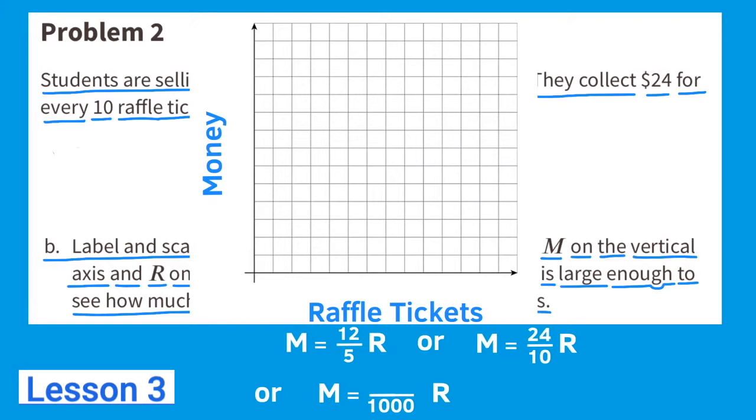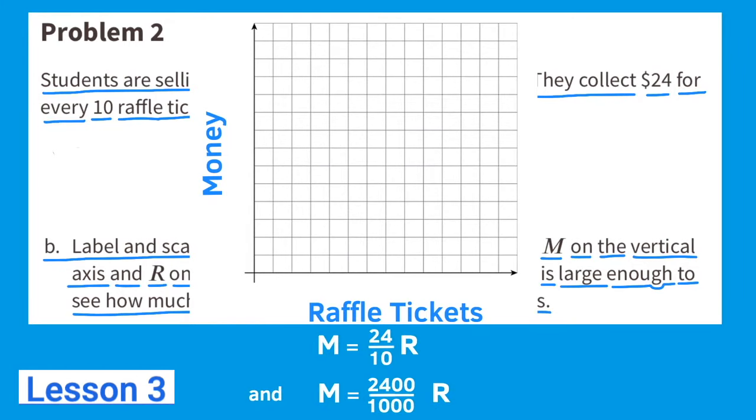M equals what number divided by 1,000 times R? Or M equals 2,400 divided by 1,000 times R. 12/5, 24/10, and 2,400 thousandths are all equivalent fractions. Their equations all have the same meaning. I think I'll use M equals 24/10 times R and M equals 2,400 thousandths times R to help me come up with coordinates to plot points on this graph.